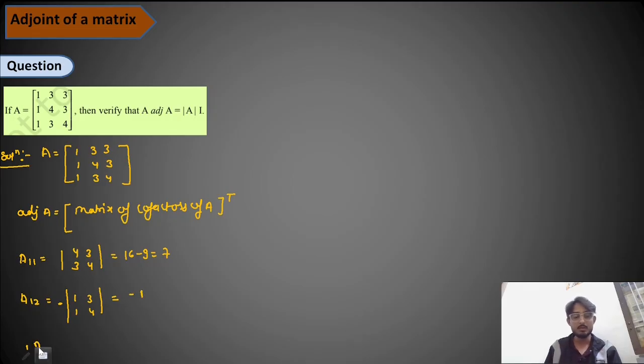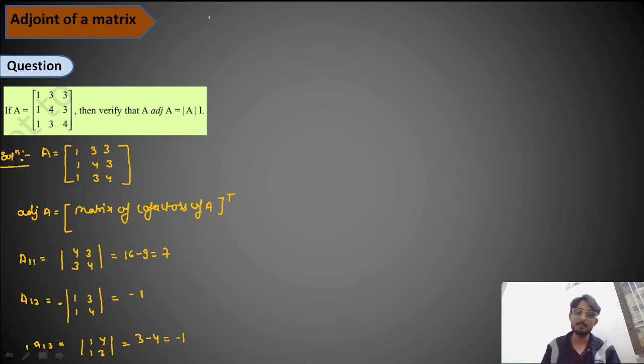Now A13 means eliminate first row and third column. When you eliminate this you will get 1 4 1 3, and 1 plus 3 is 4, which is an even number, so you will not change the sign. 3 ones are 3, 4 ones are 4, equal to minus 1.